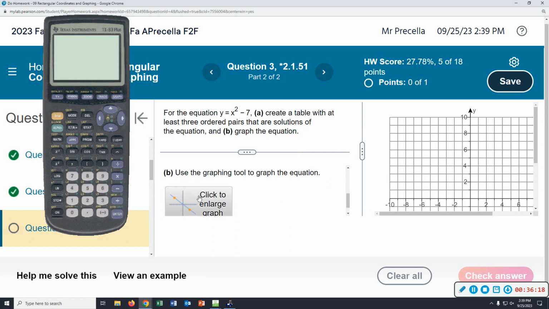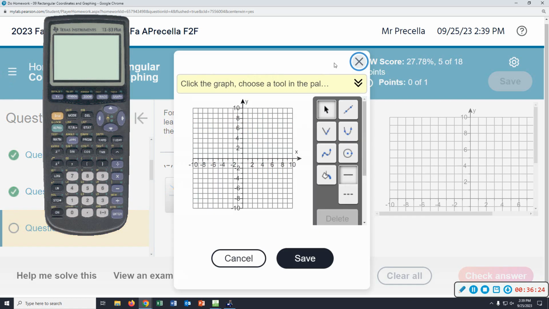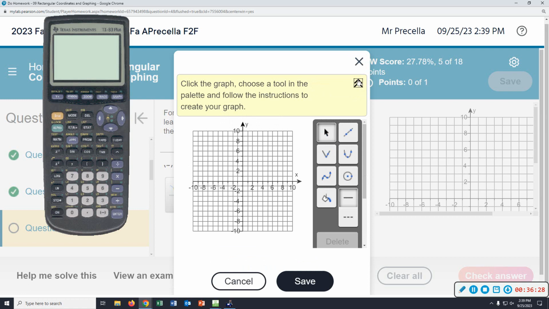And now it's time. Y'all see how I get that graph popped out? I click here where it says click to enlarge. And I'm going to have to choose my tool. Is this the tool I want? The line tool? No. Which one? It looks like one of those U-shaped figures.